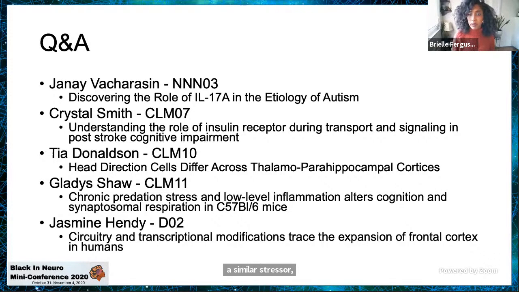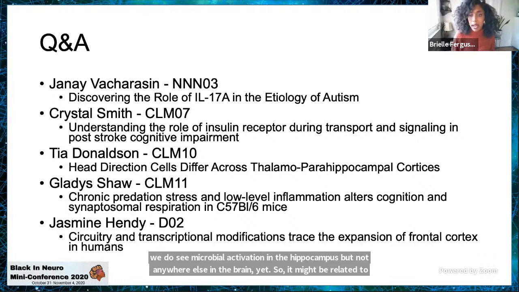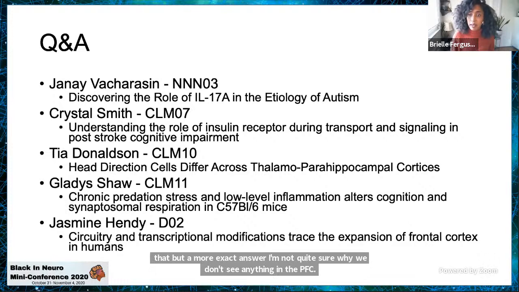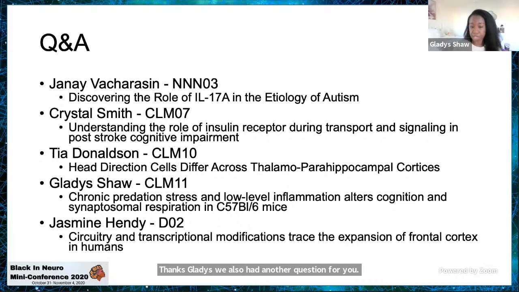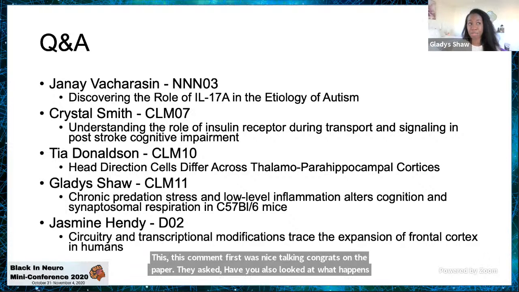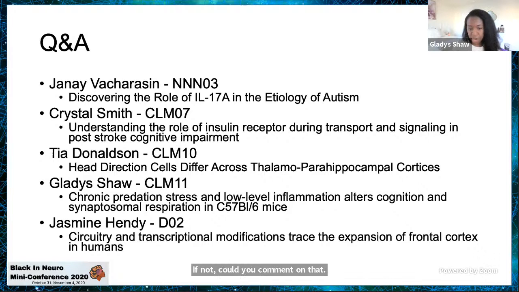We also had another question for you. This comment first was, nice talk and congrats on the paper. They asked, have you also looked at what happens with synaptosomal respiration in the amygdala of these animals in response to stress? If not, could you comment on that? So we have not looked at synaptosomal respiration in the amygdala. We just got region-specific synaptosomal respiration to work literally last week. So the data that I've shown here was in the entire brain. We have looked at hippocampus, and we're looking at PFC this week.